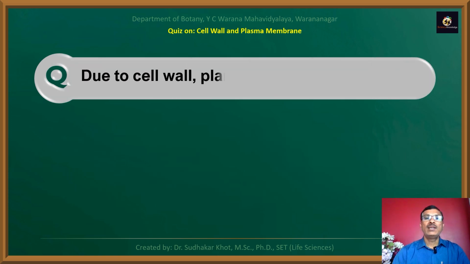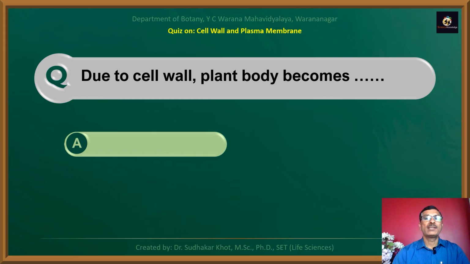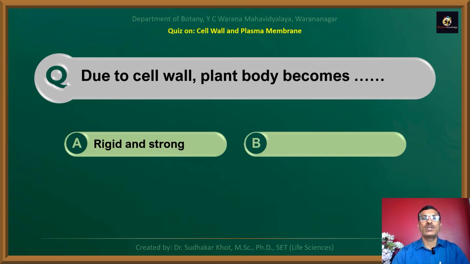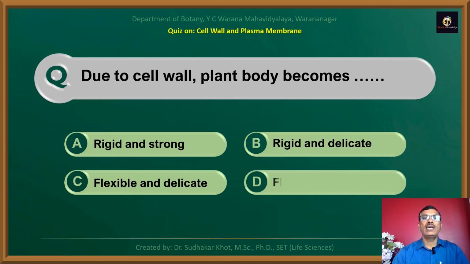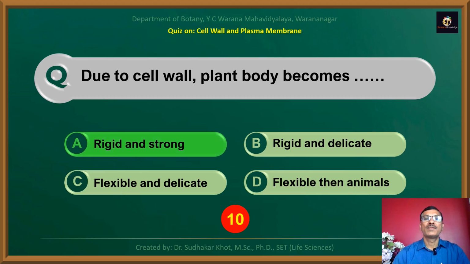Due to cell wall, the plant body becomes A. rigid and strong, B. rigid and delicate, C. flexible and delicate, D. flexible than animals. What happens about plant body due to presence of cell wall? The plant body becomes rigid and strong. So cell wall, as it is a dead material, provides strength as well as it is responsible for rigidity of the plant body.